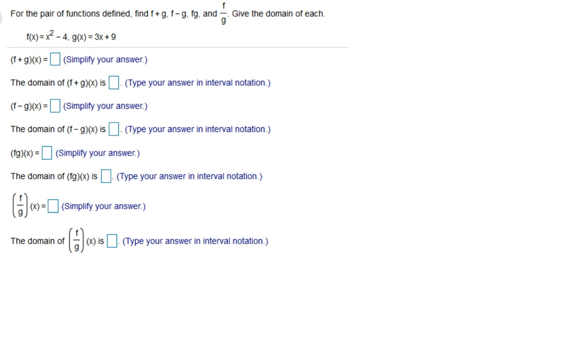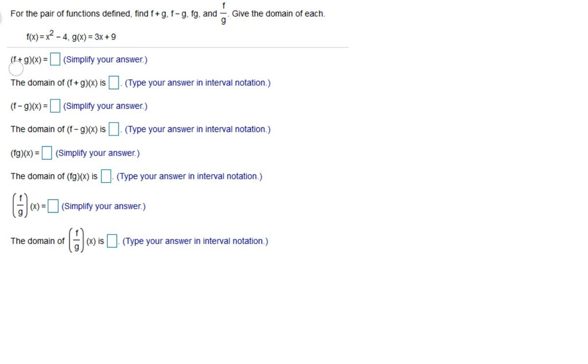For this example, for the pair of functions defined, find f plus g, f minus g, f times g, and f divided by g. Give the domain of each. So our functions, f of x equals x squared minus 4, and g of x equals 3x plus 9.